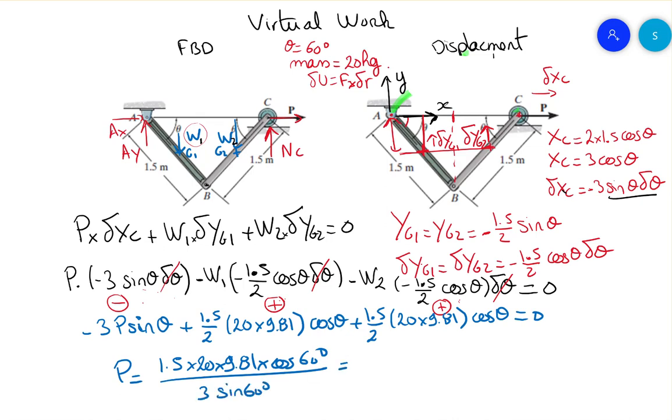How much is that? 1.5 times 20 times 9.81 times cosine 60, divided by 3 times sine 60. This is equal to 56.6 Newton. So to keep the equilibrium of those two links, we need to apply a force of 56.6 Newton at P, and it will balance the work done by the weight of the two links in this position only.